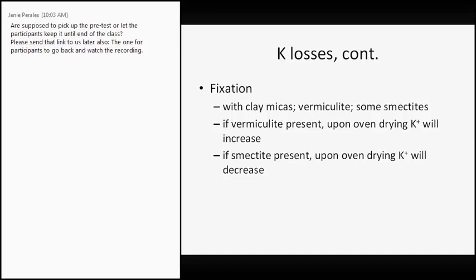When we oven dry, the potassium will be increased, so it actually releases the potassium. If we've got smectites, or the shrinking swelling clays that you probably are familiar with, upon oven drying, the potassium will actually decrease. So the smectites will actually fix the potassium, whereas the vermiculite usually has a tendency to release potassium that might have been fixed from a wet standpoint.